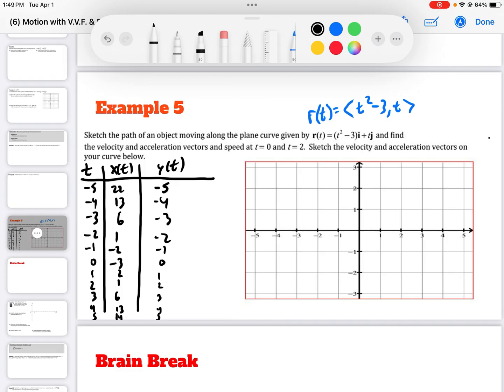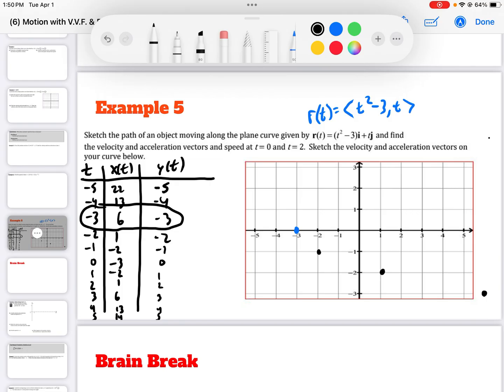So I went ahead and wrote out the table. So plugging in -5, -4, -3 for the t values. These are my x and the y components. So I'm going to start graphing this. When t is -3, I get this point at 6, -3. And then when time t is -2, I get the point 1, -2. And then -2, -1. When time is 0, I get the point -3, 0.